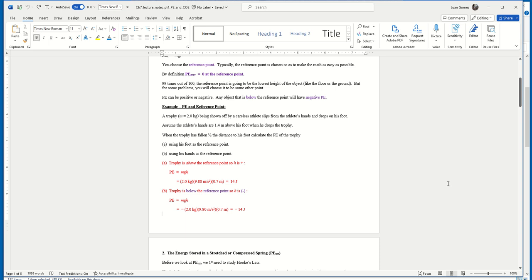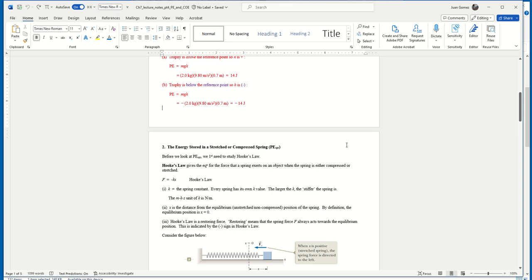So again, you're not physically changing the problem. You want to know what is the PE when the trophy is fallen halfway. Now, depending upon your positive and negative, that depends on your reference point. And again, 99 times out of 100, the lowest height of the object. In other words, if it goes from his hands, which are 1.4 meters above his foot, down to his foot where it lands on his foot, choose the foot as the reference point. 99 times out of 100, that makes your lives very easy.